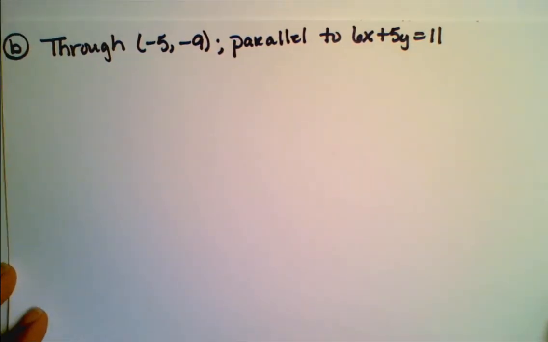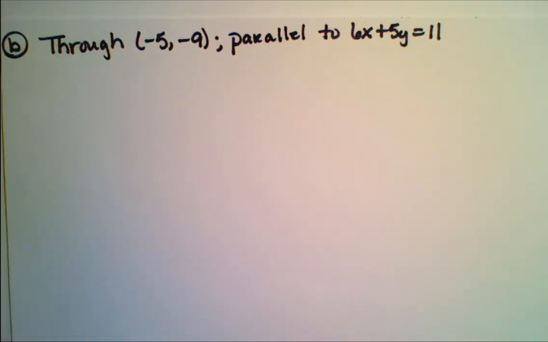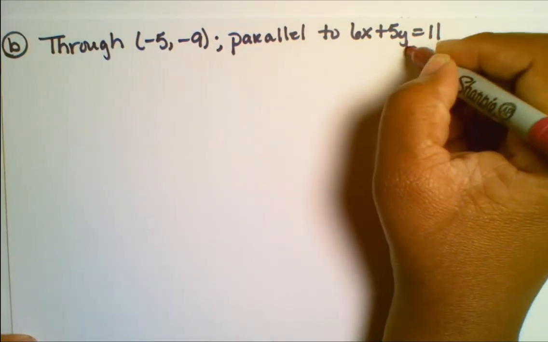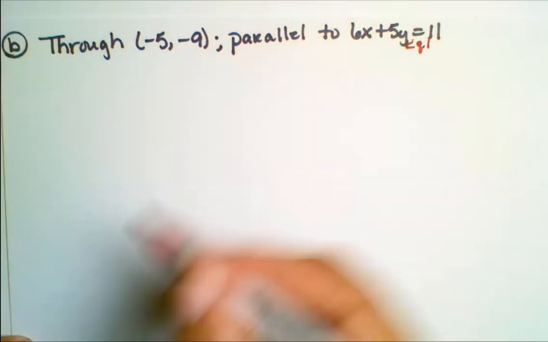The same instructions with this example. We're going to write an equation of the line through (-5, -9), parallel to 6x + 5y = 11. So here's the first equation. Let's find the slope.